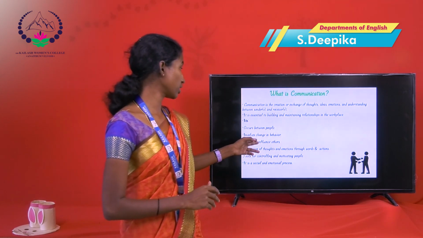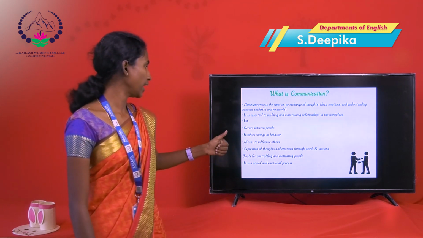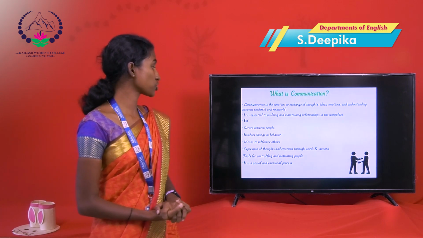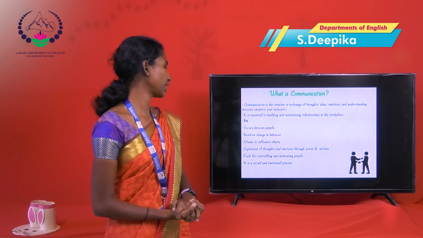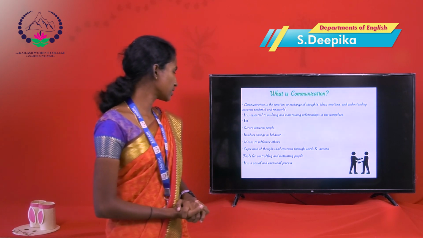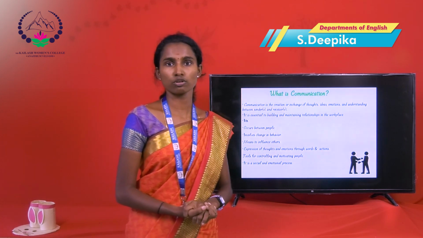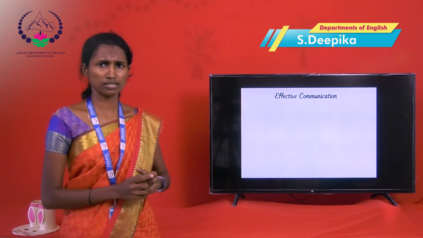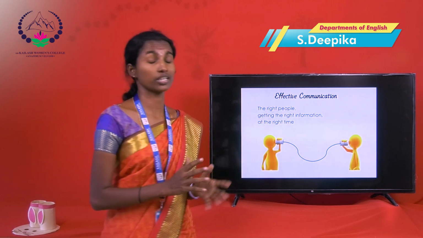It occurs between people, as I said, and involves change in behavior, means to influence others, and expression of thoughts and emotions through words and actions, tools for controlling and motivating people. It is a social and emotional process. Yes, of course, it's a social and emotional process. In the next slide, we are going to discuss effective communication.